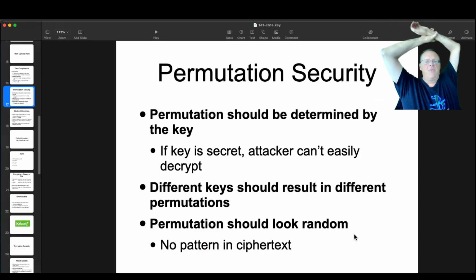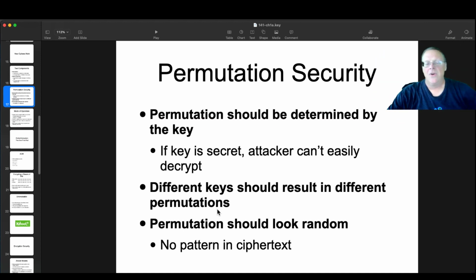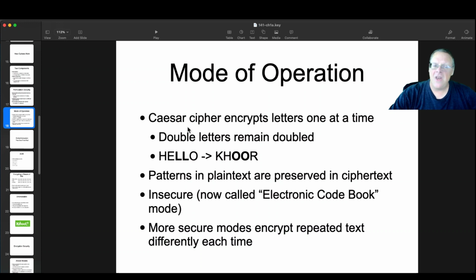Anyway, so the permutation should be determined by the key, and different keys should have different permutations, of course, and the permutation should look random. You should not find any patterns in the ciphertext. Now the Caesar cipher encrypts letters one at a time, and the next letter is encrypted completely independently. So that means if you have a double letter here, you have a double letter in the ciphertext. So that is bad. This is a dangerous mode of operation called electronic codebook mode, where if you have duplicated input, you get duplicated output, and that's a serious weakness. So there are more secure modes that prevent that.